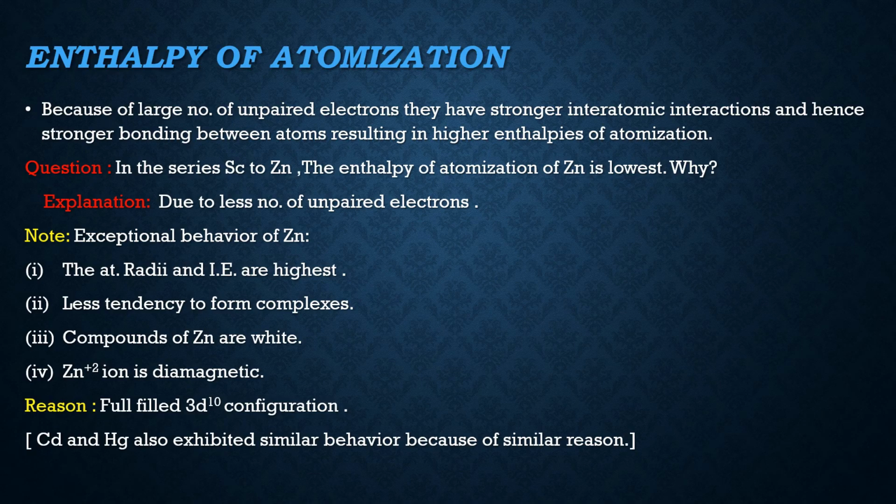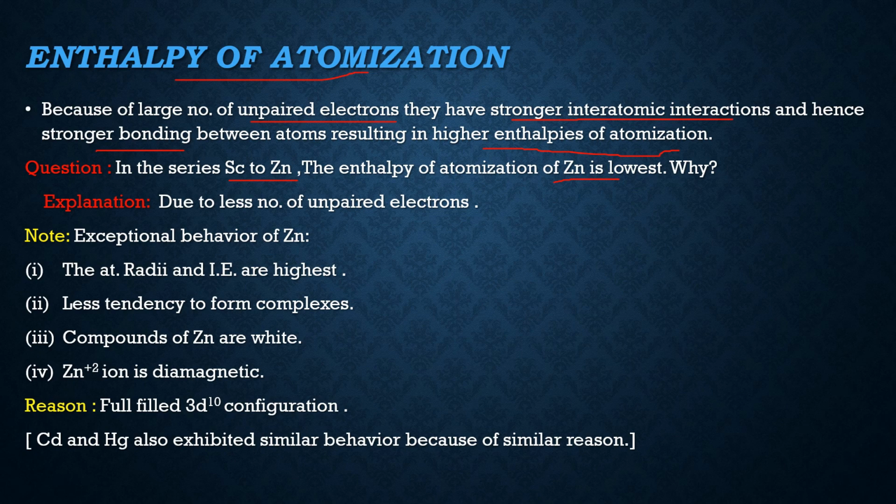Now the next is enthalpy of atomization. First of all, what is enthalpy of atomization? Enthalpy of atomization is the energy required to break the bonds between the metal atoms. Because of the large number of unpaired electrons present in the d block elements, they have strong interatomic interaction, and due to this strong bonding between the atoms, their enthalpy of atomization is higher. Now the question is, in the first transition series from scandium to zinc, the enthalpy of atomization of zinc is lowest. The reason is that all the electrons are paired in zinc, so there is less interatomic attraction, hence the enthalpy of atomization is less because the bond is easily broken down.